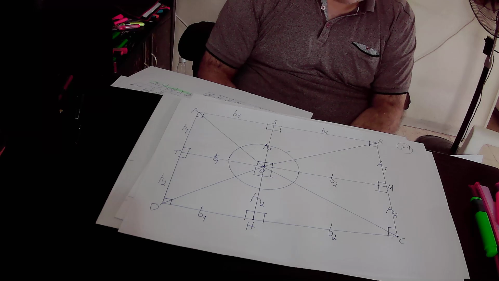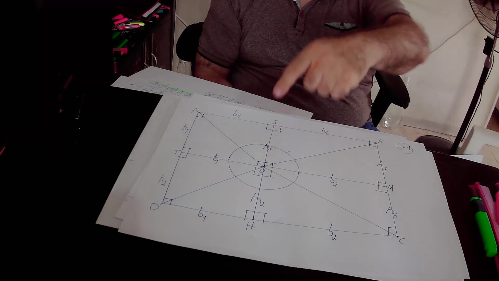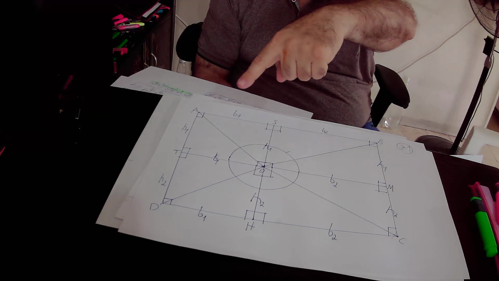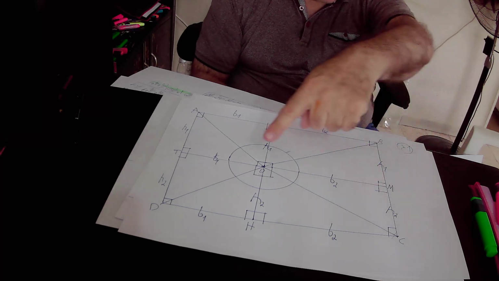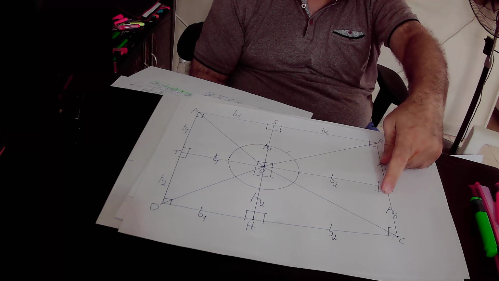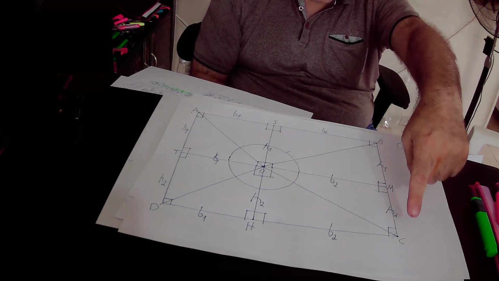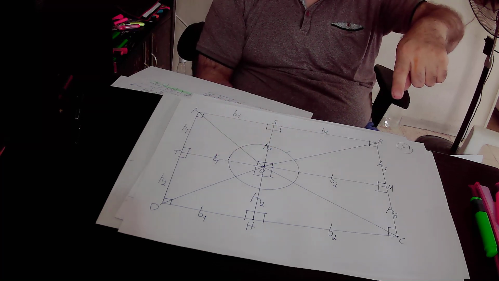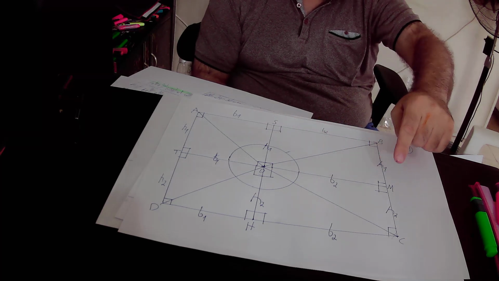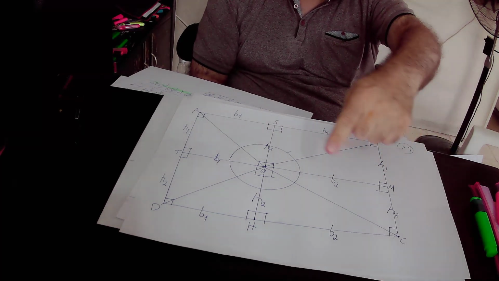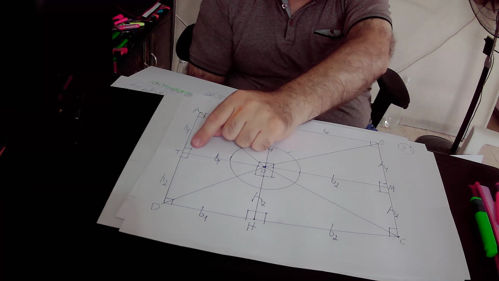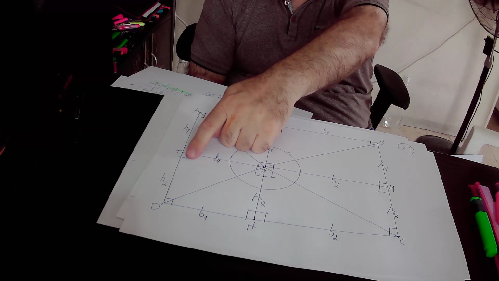We did 2 constructions from the center of the circle. From point O we drew a perpendicular on BC. So this angle equals 90 degrees and this angle equals 90 degrees according to our construction. But because BC is parallel to AD, if the straight line that we drew is perpendicular to BC, it must also be perpendicular to AD. So this angle equals 90 degrees and this angle equals 90 degrees.